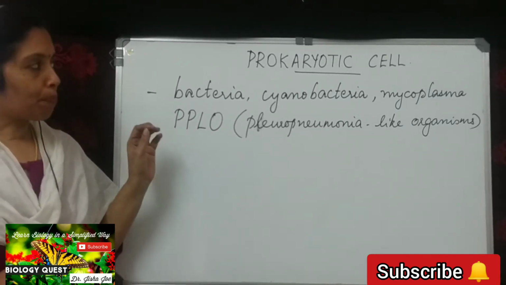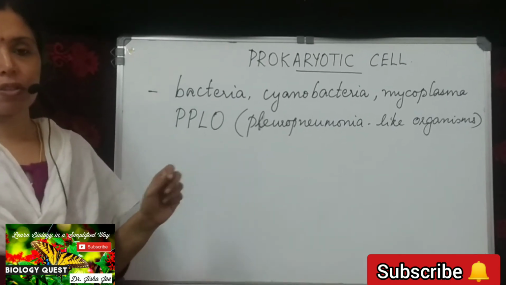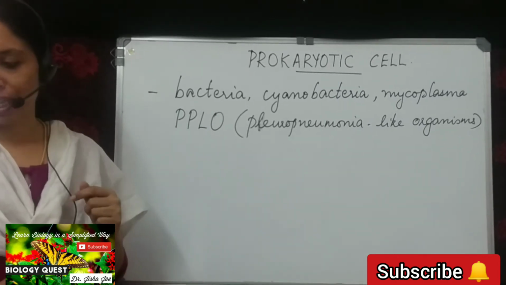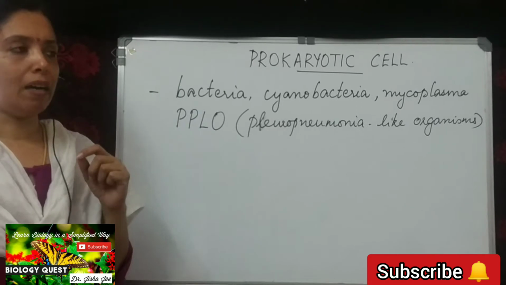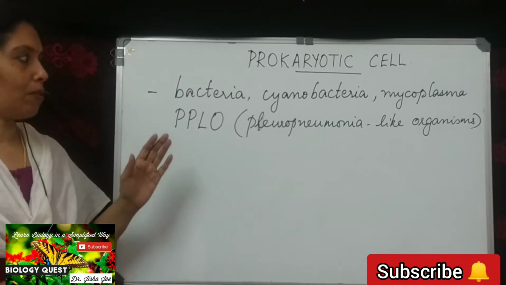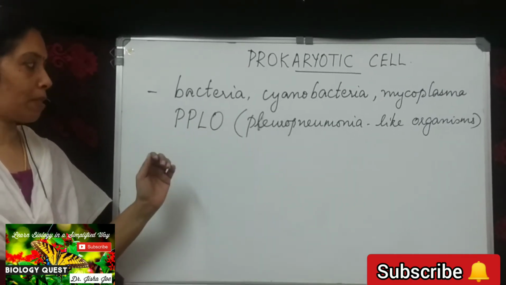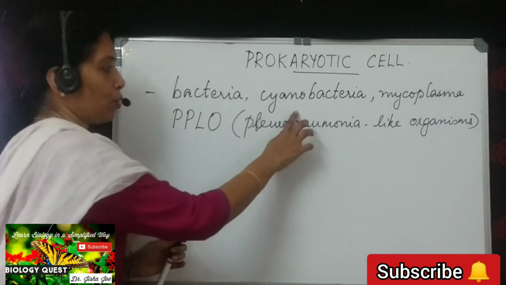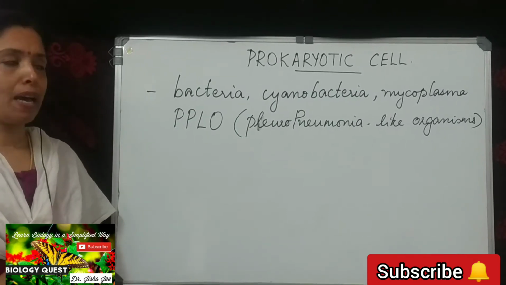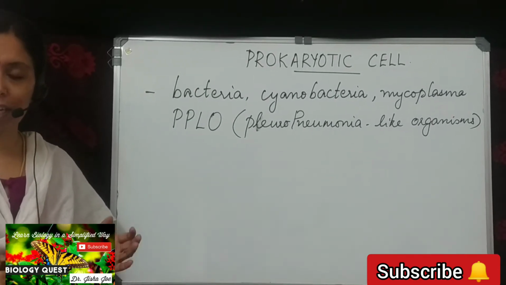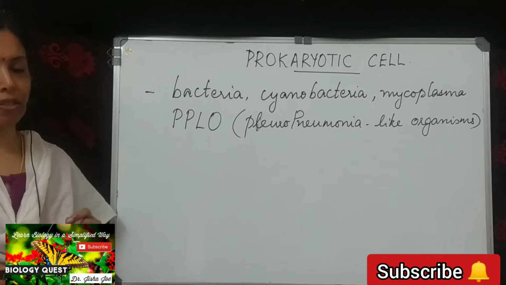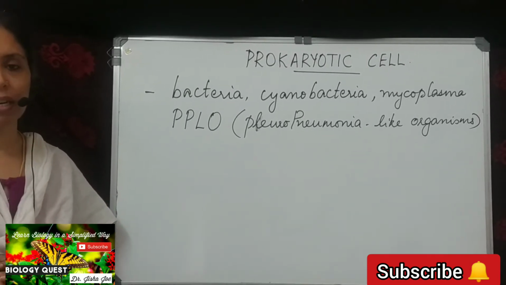Now, prokaryotic cells or prokaryotes are small in size and they multiply at a faster rate than the eukaryotic cells. And they have a variety of shape and size. So prokaryotes include bacteria, cyanobacteria, mycoplasma, PPLO or pleuropneumonia-like organisms, and they vary in their shape and size, and they are small and multiply at a faster rate when compared to the eukaryotic cells.